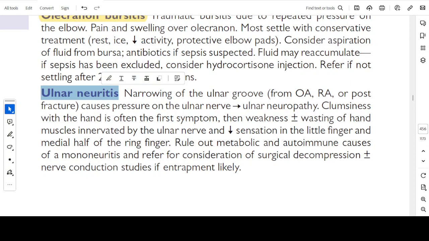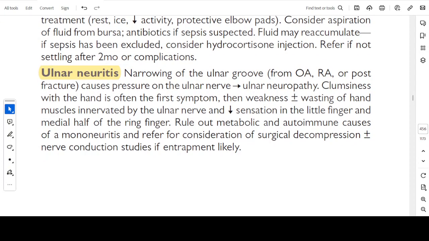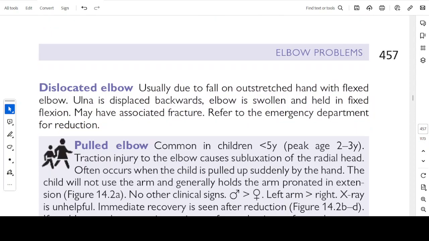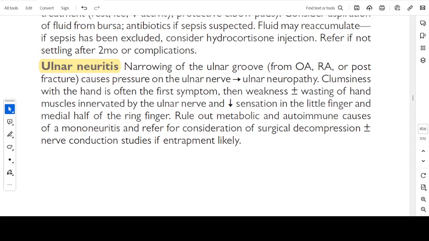Ulnar neuritis. Narrowing of the ulnar groove from osteoarthritis, rheumatoid arthritis or post-fracture causes pressure over the ulnar nerve, resulting in ulnar neuropathy. Clumsiness with the hand is often a first symptom, and then weakness plus wasting of the hand muscles innervated by the ulnar nerve and decreased sensation in the little finger and medial half of the ring finger.